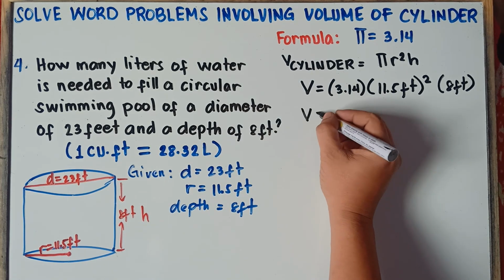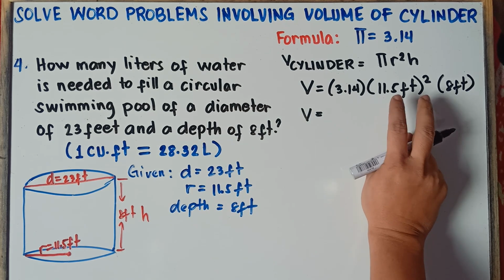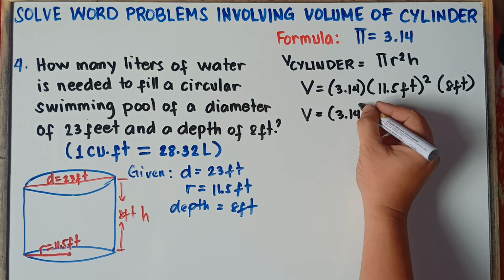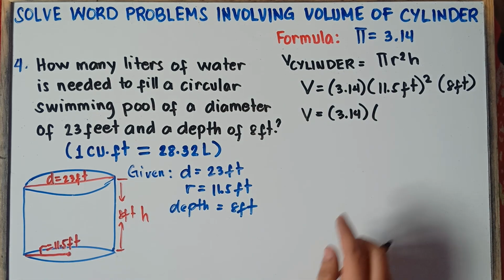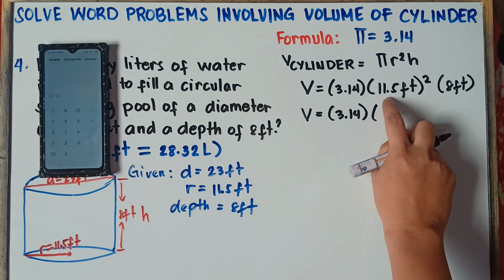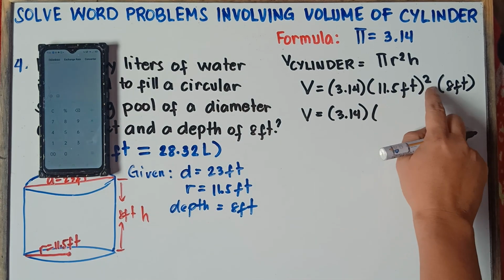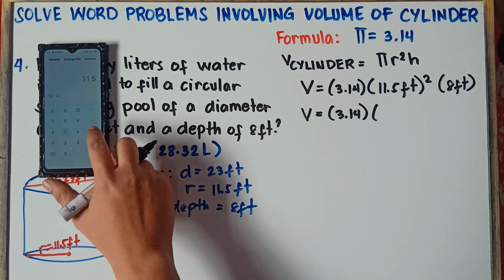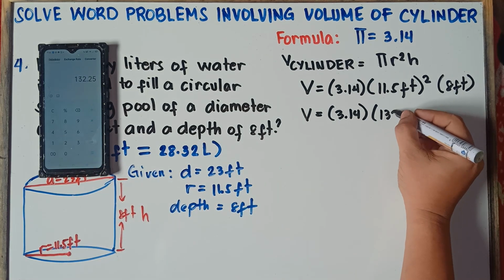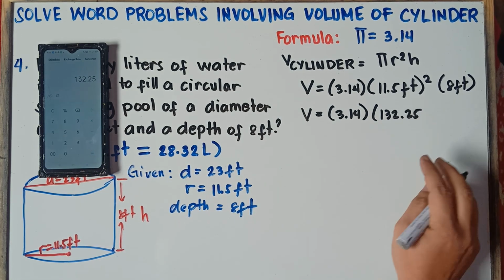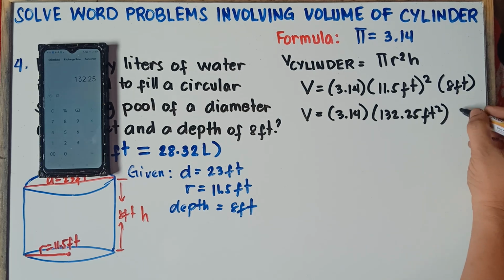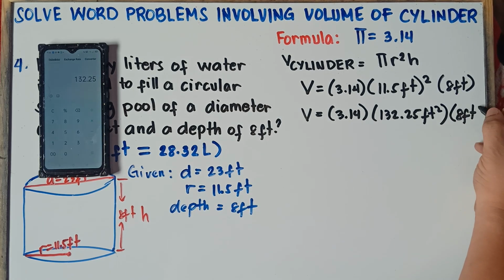Alright, and then the volume equals, once again, class, you simplify this one first. Parentheses and exponents come first. So copy 3.14, and then we simplify this one. This will be 11.5 times 11.5. You multiply 11.5 by itself twice because this is squared. And the answer is 132.25. And then feet times feet would be feet squared. And then multiplied by 8 feet, the height.